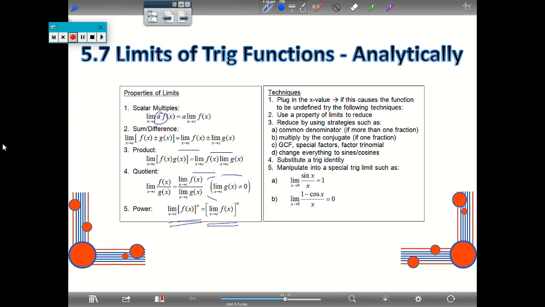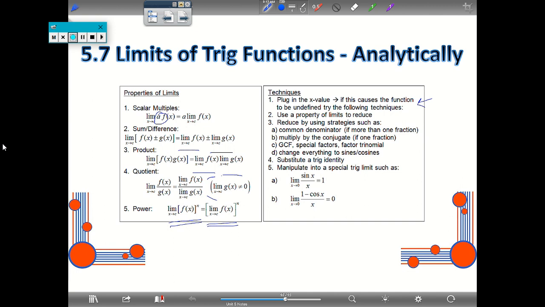Now let's look at some techniques that we might want to keep in mind as we're working these limits algebraically. The very first thing that we're going to do is plug in the x value. Wherever we're going, if we're going to 0, we plug a 0 in. We plug that in first. If we plug it in and get a number, we're done.